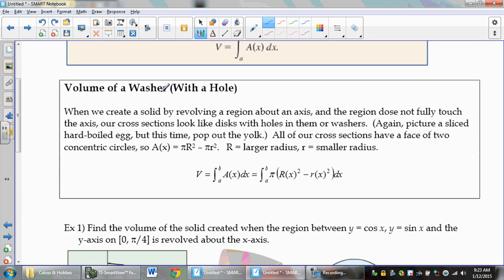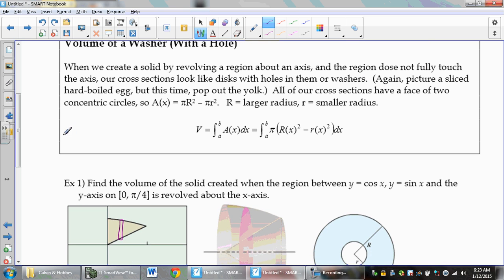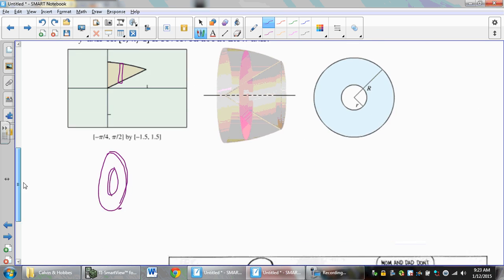So if I want to find the volume of a washer, when we create a solid by revolving a region about an axis, and the region does not fully touch the axis, our cross sections look like discs with holes in them, or we call them washers. What you can do here is picture a hard-boiled egg, but pop out the yolk, okay? If I took a hard-boiled egg and looked at the middle part with the yolk popped out, that's kind of what we're talking about here. All of our cross sections have a face of 2 concentric circles.